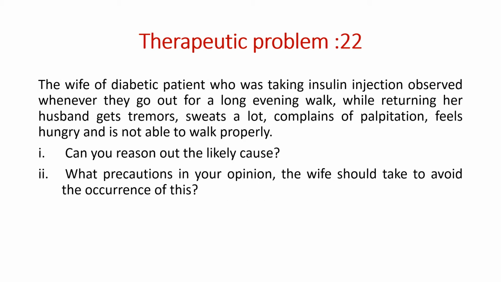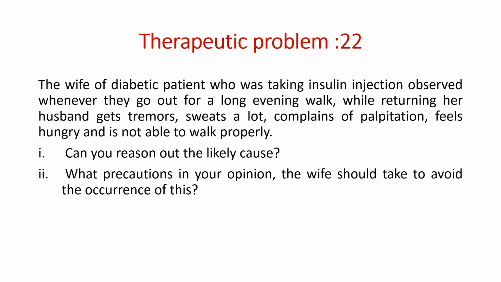This is therapeutic problem number 22. The wife of a diabetic patient who was taking insulin injection observed that whenever they go out for a long evening walk, while returning her husband gets tremors, sweats a lot, complains of palpitation, feels hungry and is not able to walk properly. Here the patient was taking insulin and he was a diabetic. He used to go for a longer walk, and after returning from the walk the husband used to get these symptoms.